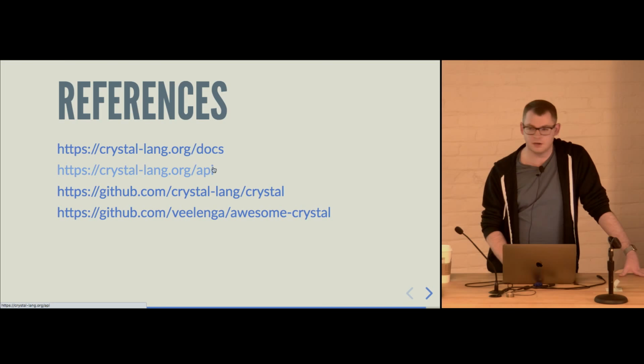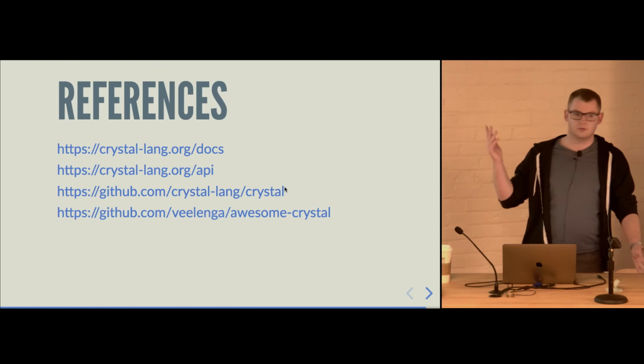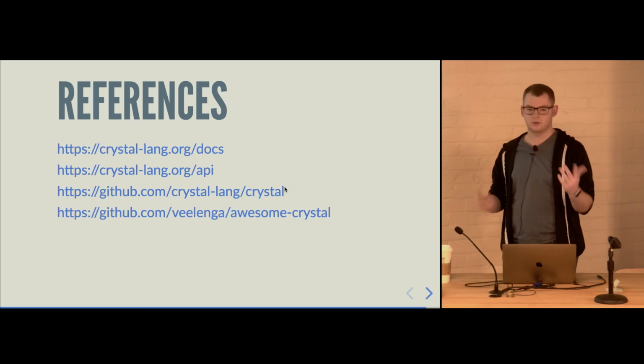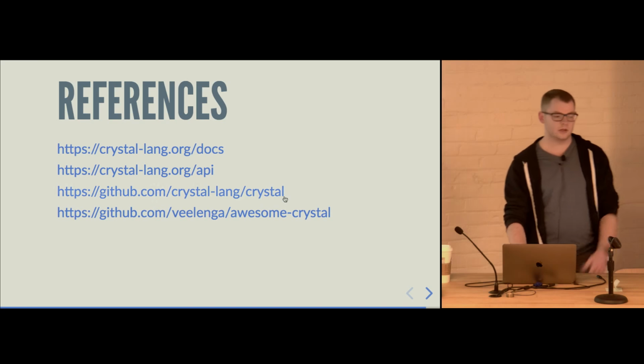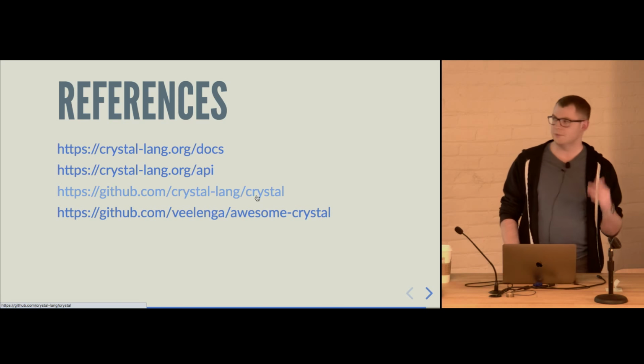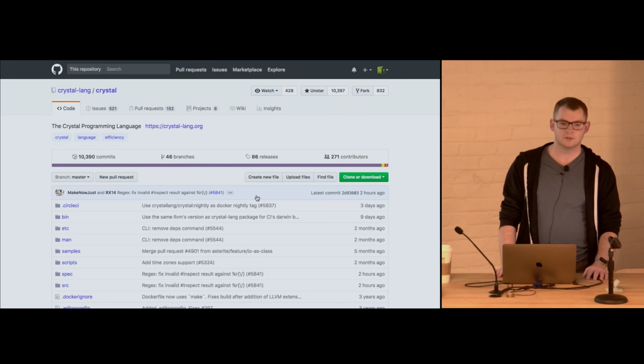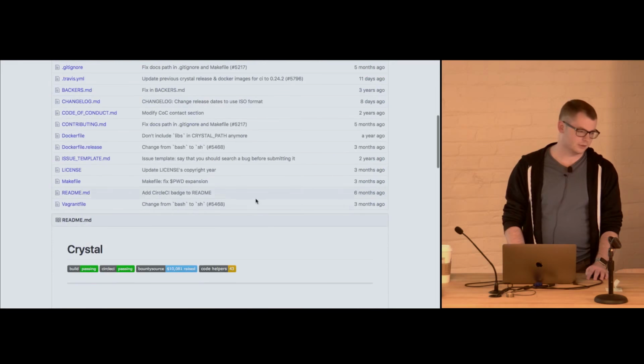I'll definitely recommend making sure to go to references. Docs, API, both really good places. The Crystal repository itself, there's really active discussion about new things in the language. Everything's in GitHub issues and pull requests. Awesome Crystal, like I mentioned. They also are on Gitter. I'm not a fan of Gitter, but they're on Gitter. So that's where you can go. I think there's a link.